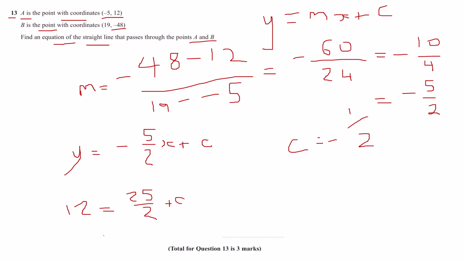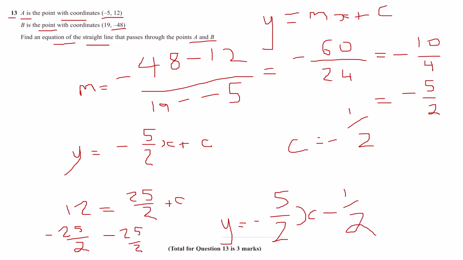So subtract 25 halves on both sides. Remember, 12 is the same as 24 halves. 24 halves subtract 25 halves gives you minus a half, or minus 0.5. So the final answer is going to read y is equal to minus 5 halves x minus a half, and that, guys, is our final answer in the form y is equal to mx plus c, where m equals minus 5 halves and c equals minus a half.